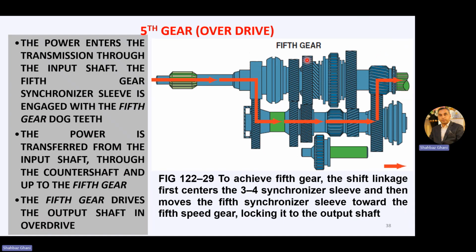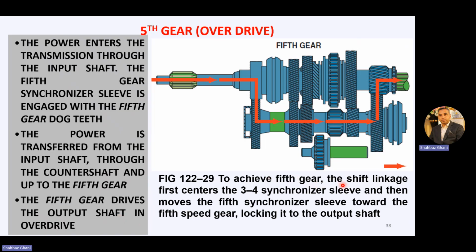Now, the fifth gear, the case of overdrive. The power enters the transmission through the input shaft. The fifth gear synchronizer sleeve is engaged with the fifth gear dog teeth. The power is transferred from the input shaft through the counter shaft and up to the fifth gear. The fifth gear drives the output shaft in the overdrive.